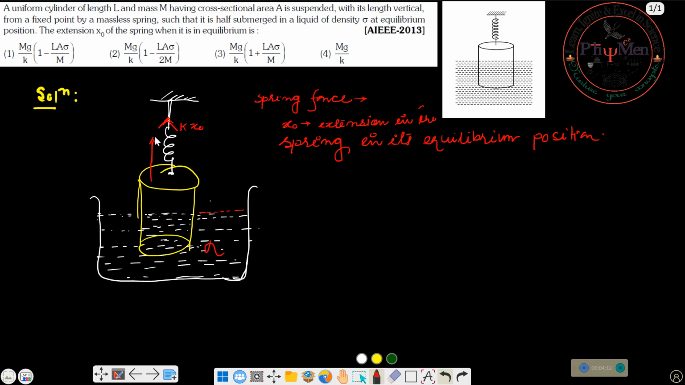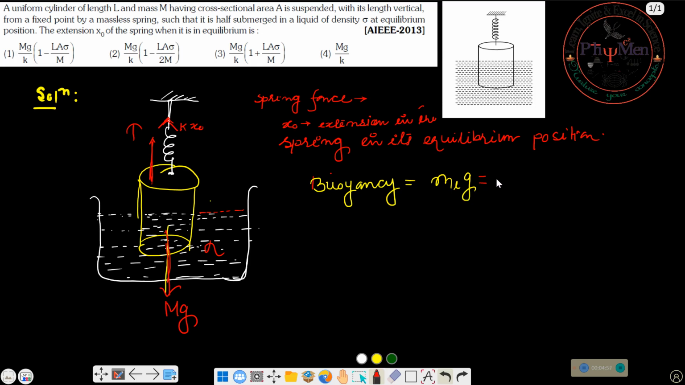The buoyancy force acts upward because of the Archimedes principle, as we all know. What is the buoyancy force? Buoyancy, as you know, is the mass of the liquid displaced into g. It also acts upward, and in the downward direction there is the weight of the body or weight of the cylinder, that is mass into acceleration due to gravity.